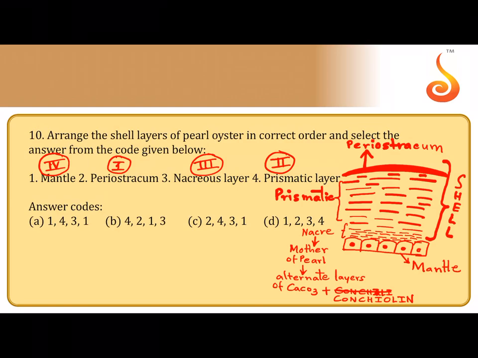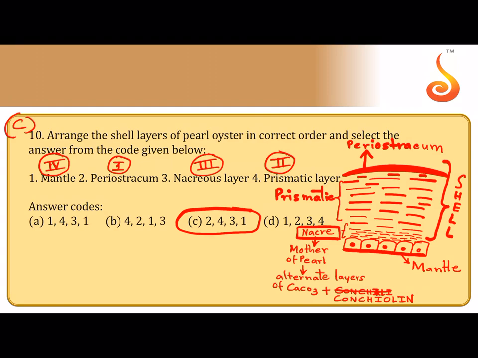And which is the layer, the innermost layer, which is very close to the skin of the animal, that is the mantle of the animal, is the nacre or the nacreous layer. So the correct answer would be the first one, outermost is periostracum, prismatic, nacreous, and mantle. It would be the third option, the correct arrangement of the layers in the shell of a pearl oyster.